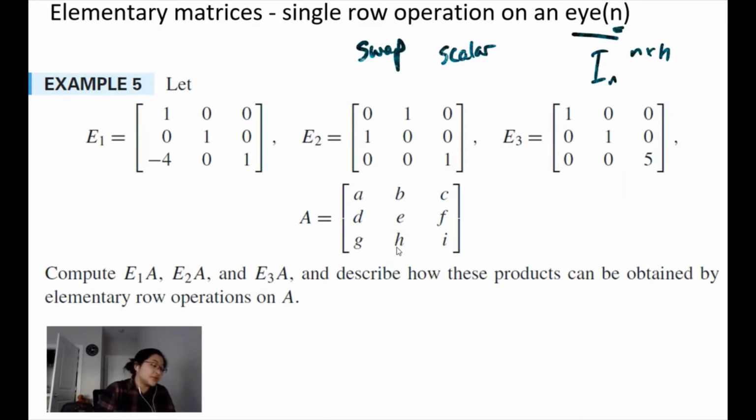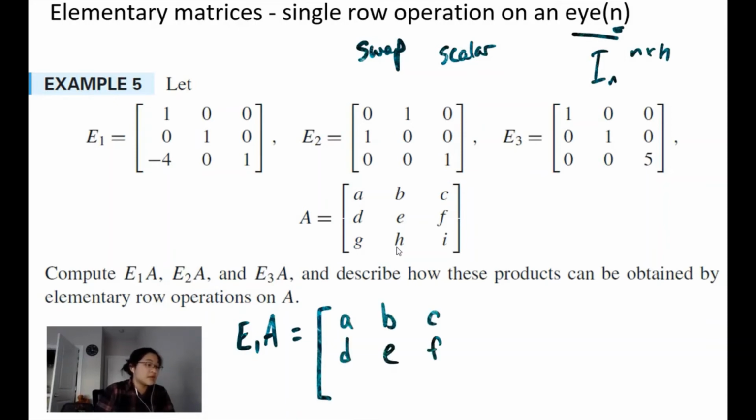So for E1 times A, what are we going to get? We're going to end up with our first 2 rows untouched. And then our last row is going to be -4 times our first row, and then adding it to our third row. So you have G minus 4A, H minus 4B, and I minus 4C. So that's going to be that product.